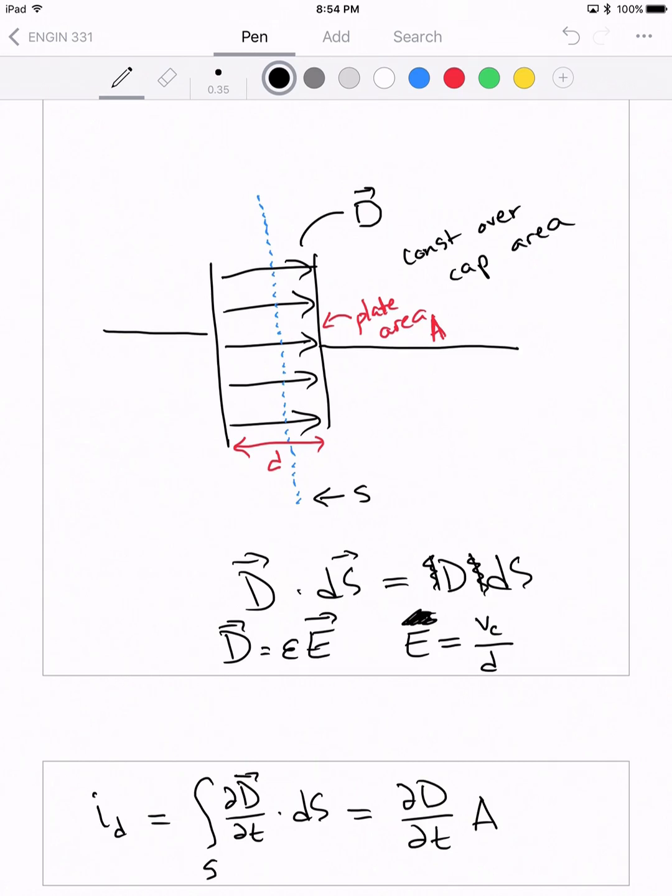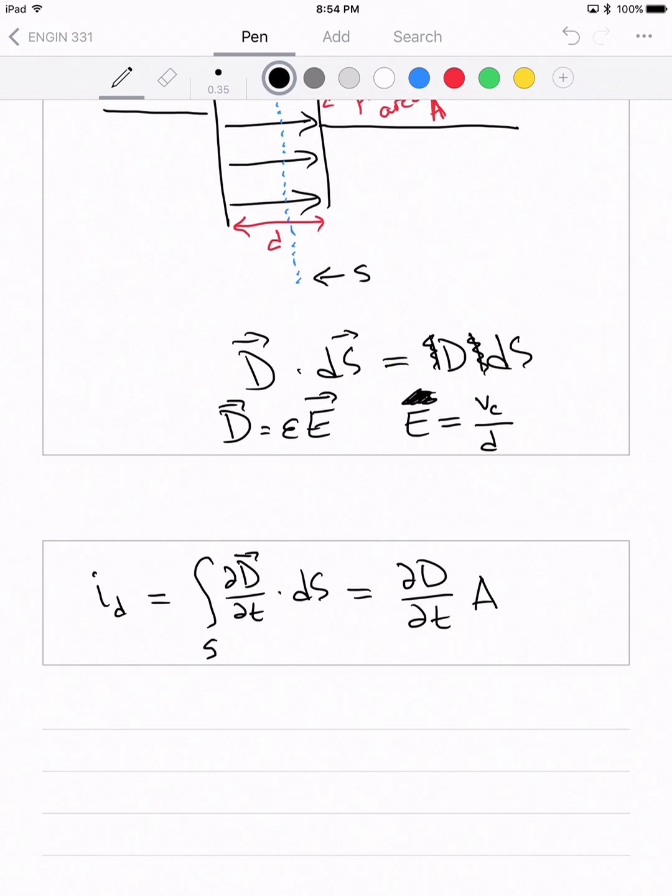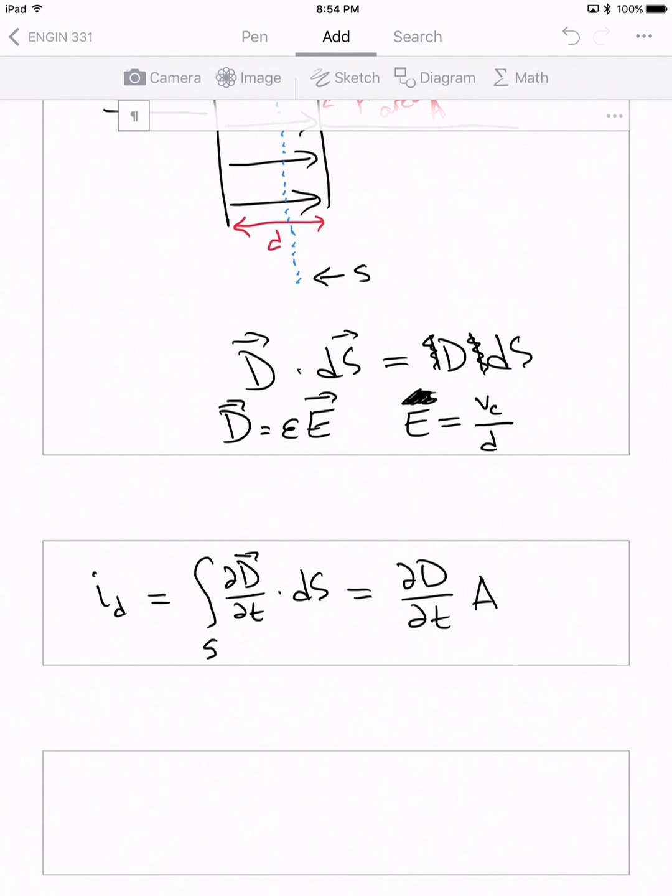All right, so that means that down here, I'm going to make another line so we have enough room for all our math. I sub d, if we substitute in what we now know about the relationships between D and E and VC, is A epsilon over D. Oh, hey, that's the formula for capacitance for a parallel plate capacitor, times the time derivative of VC.